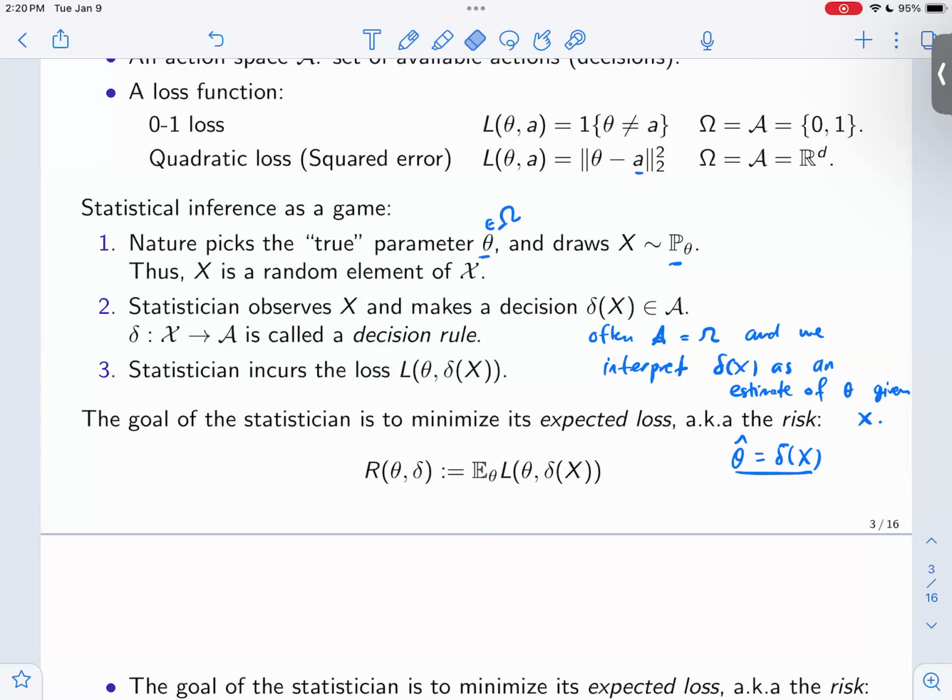The only thing random here is x. This distribution is p theta, and the distribution depends on theta. So this expectation, E theta, is really the expectation operator associated with this p theta. If I change the theta, the distribution changes. And if you think of the expectation as an integral with respect to the distribution, the expectation also changes. So this informally emphasizes that this expectation depends on the true parameter theta.